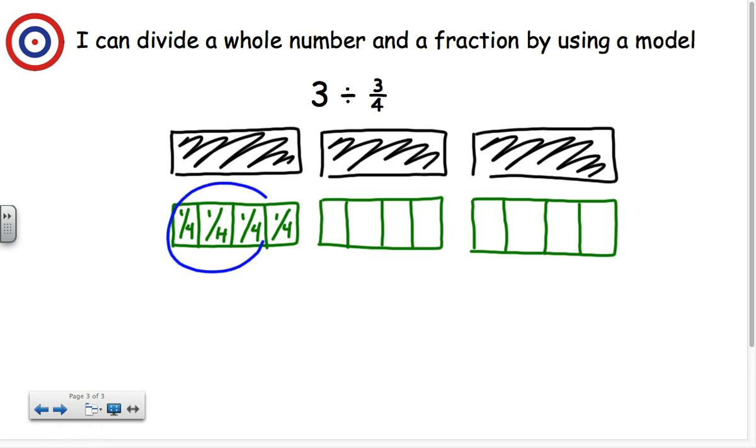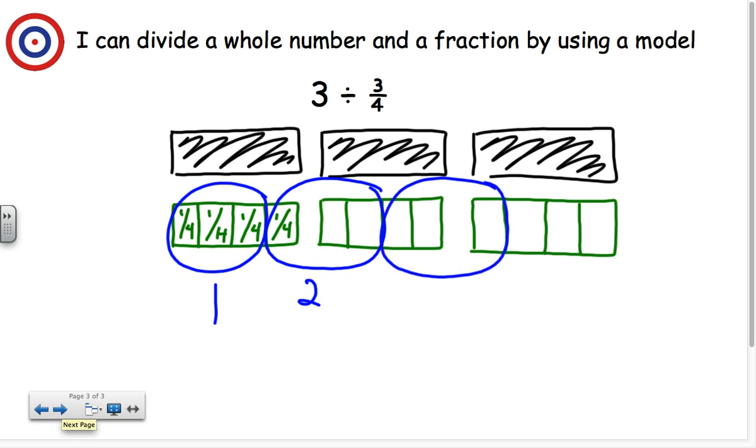So here is one group of 3/4. I'm going to keep going in the same way. I'm going to find 3/4. Again, I need 3 pieces out of 4 to make a group of 3/4. So here's another one. And look, that's exactly one more. So what I find by using a model is that there are 4 3/4 size groups in 3 whole amounts. So in this lesson, what we did was we divided a whole number and a fraction by using a model.